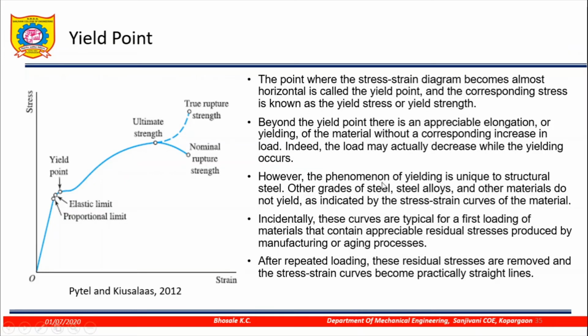However, the phenomenon of yielding is unique to structural steel. So we can observe the yielding in the case of structural steel. Other grades of steel alloys and other metals do not yield, as indicated by the stress and strain curves of the material. Incidentally, these curves are typical for a first loading of materials that contain appreciable residual stresses produced by the manufacturing or aging process. After repeated loading, these residual stresses are removed and the stress strain curves become practically straight lines.